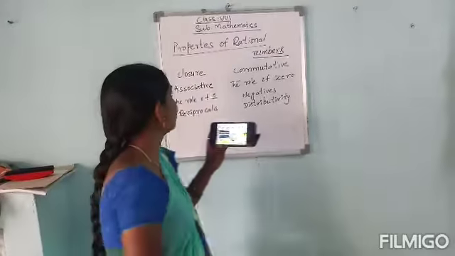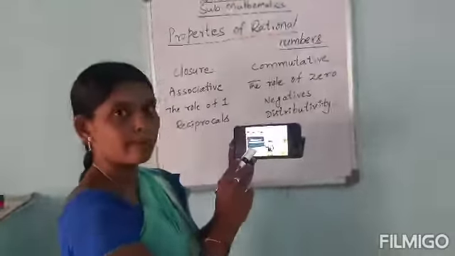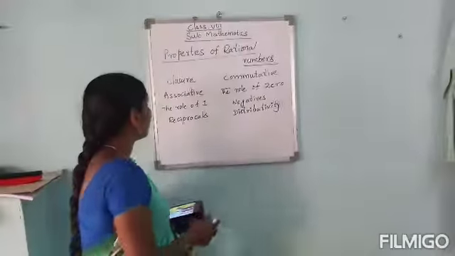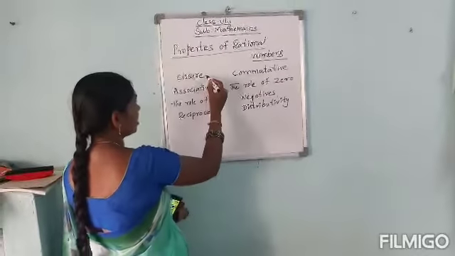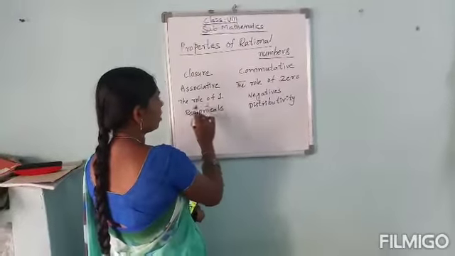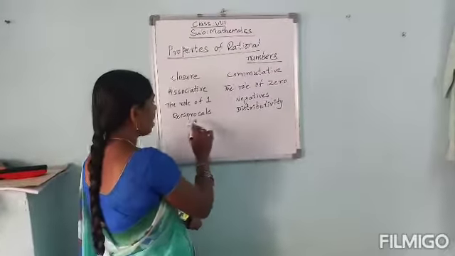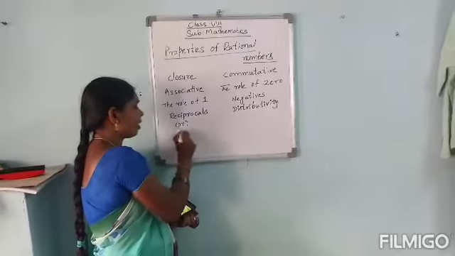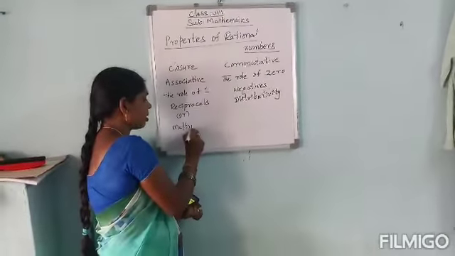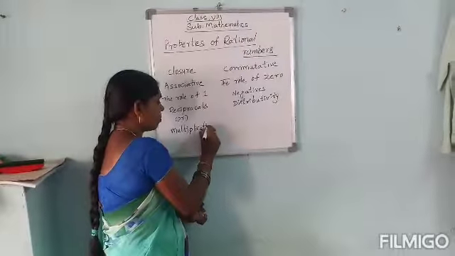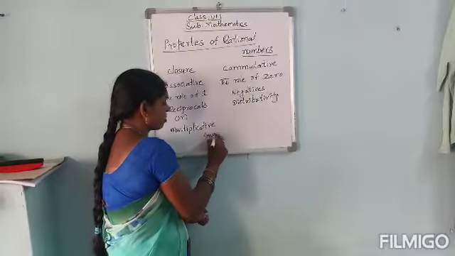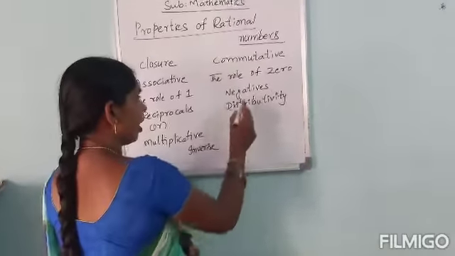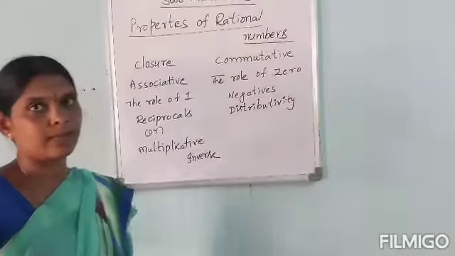The next topic is properties of rational numbers. Okay, so see here, we have these properties: closure property, associative property, the role of one, and reciprocals, which is also called the multiplicative inverse, next commutative, next the role of zero, negatives, and distributivity.